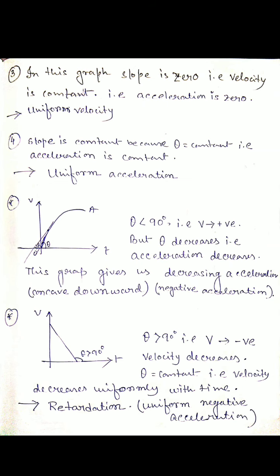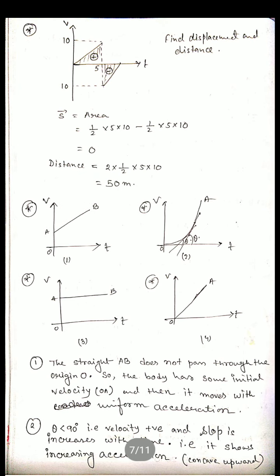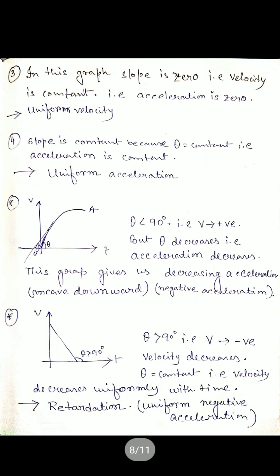For the other two graphs: theta is less than 90 degrees, velocity is positive, but theta decreases, that means acceleration also decreases. So this is concave downward, it gives us a negative, not uniform, acceleration. The second one gives us the increasing acceleration or positive acceleration, and this one gives us the negative acceleration.